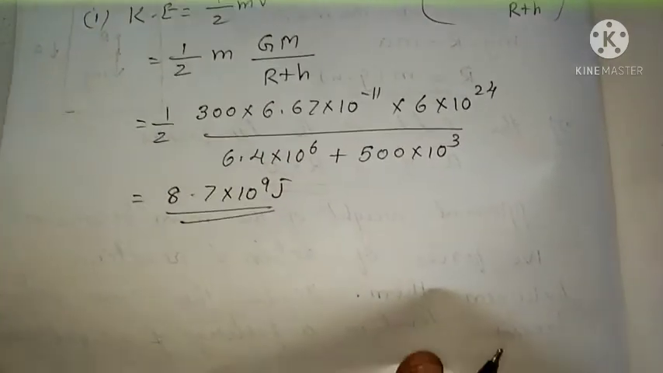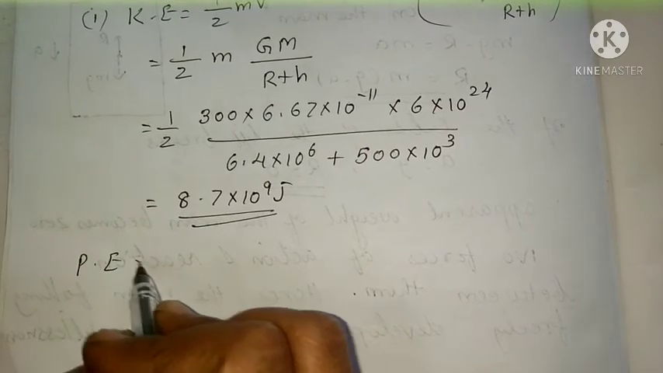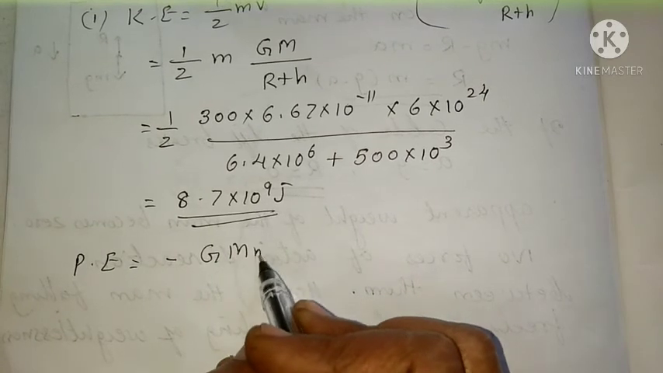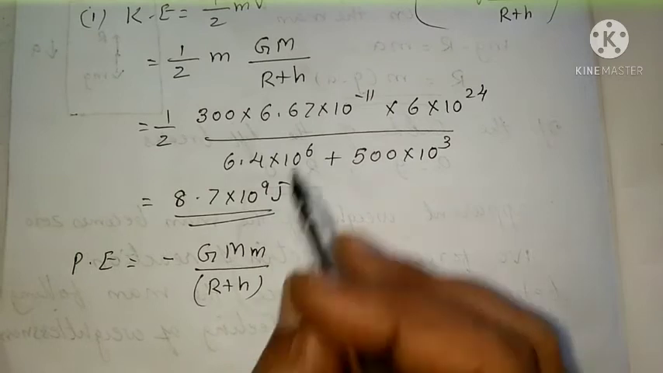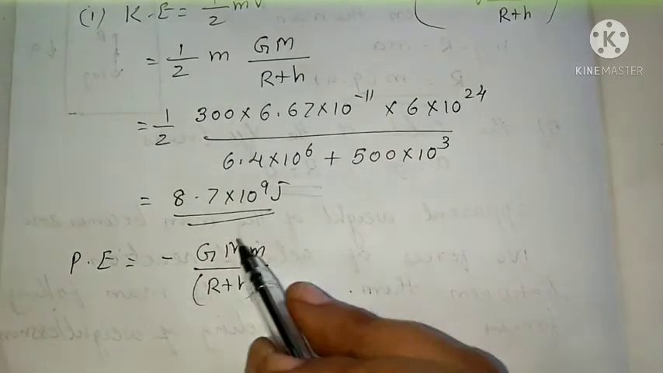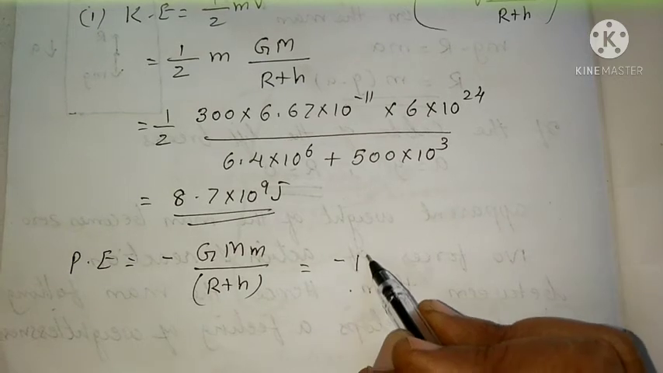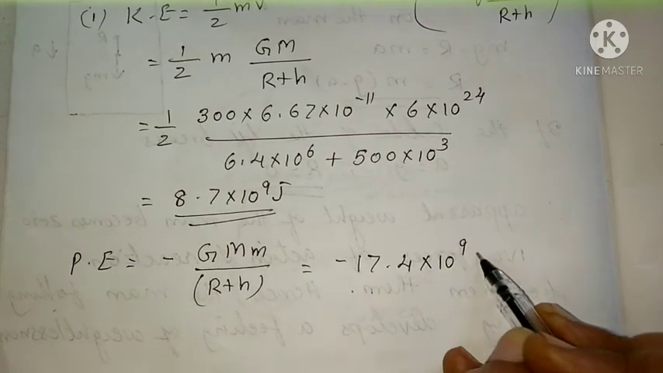Second, you want to derive the potential energy. You know this equation, potential energy equal to minus capital G capital M small m divided by R plus H. Like in the above equation, you should substitute all the values. Then we will get the answer minus 17.4 into 10 raised to 9 joule.